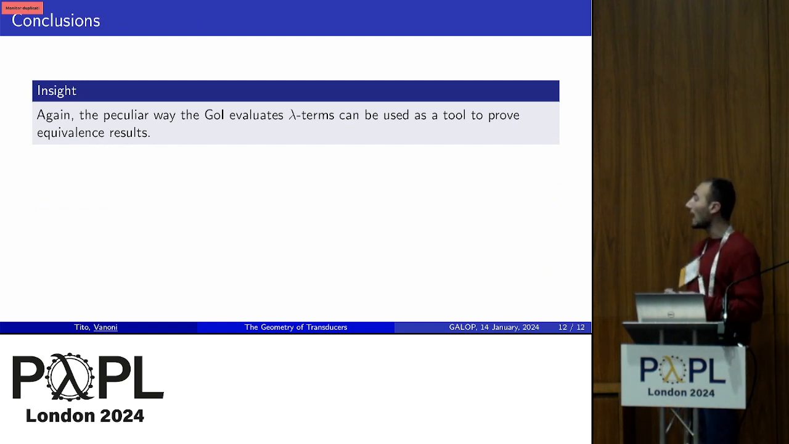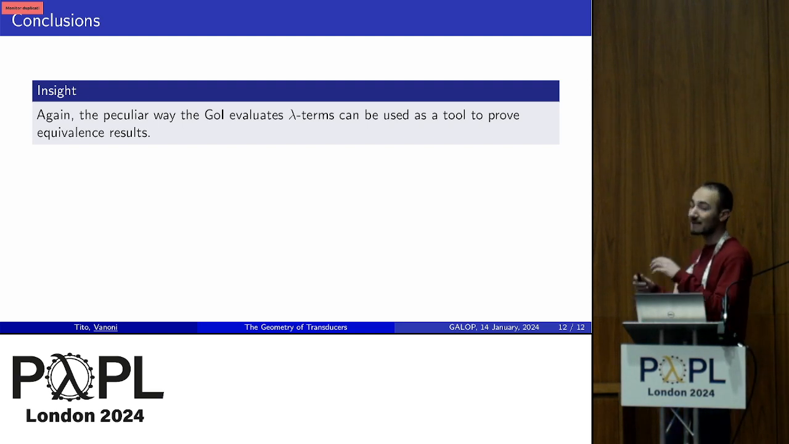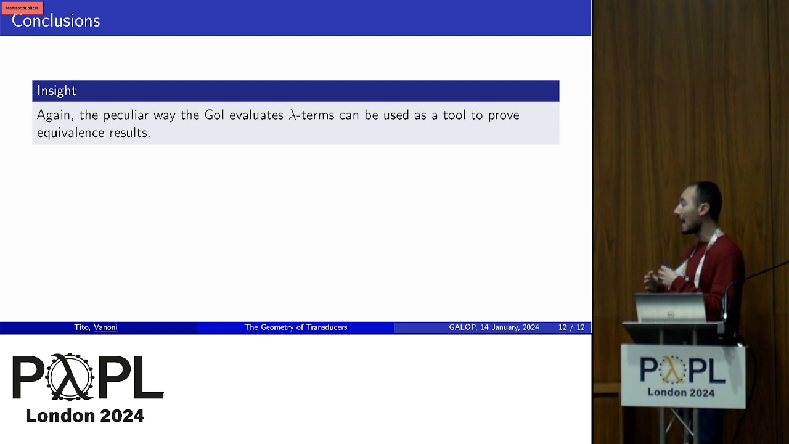So, concluding, we have once again the insight that the geometry of interaction, the way in which the geometry of interaction evaluates lambda terms, can be used as a tool to prove interesting characterization and equivalence results, as in the works in implicit complexity theory. And this is because of the very peculiar nature of how the geometry of interaction evaluates lambda terms.